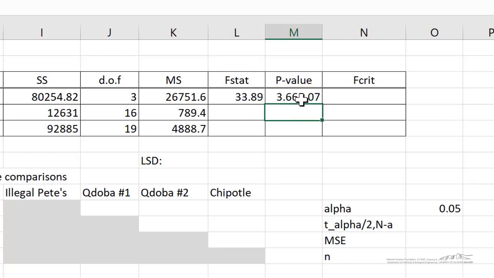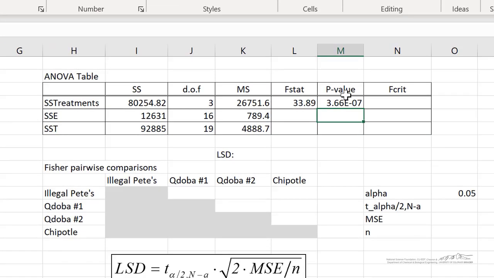What we can conclude here is that this is basically a slam dunk. That p-value is so small. Really the only thing we can conclude is that choice of restaurant has an effect on burrito mass. And that's really all that we can conclude here.